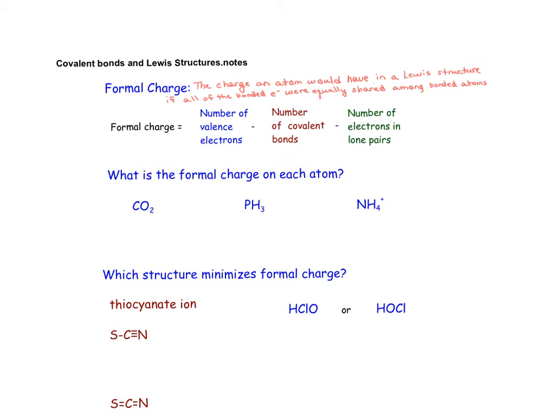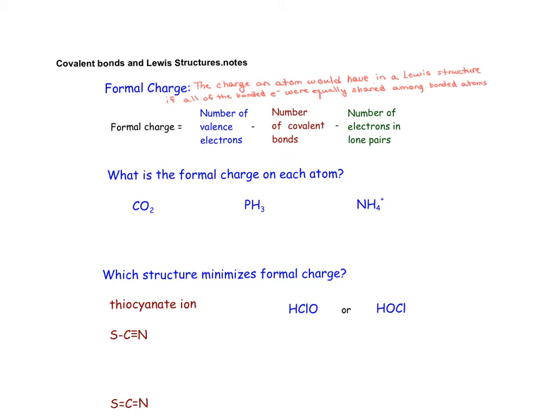We've seen what happens when we draw Lewis structures. We've seen we can have resonance. We've seen we can have isomers. We've seen we can have bonds, and we can have lone pairs. So let's take a look at formal charge.